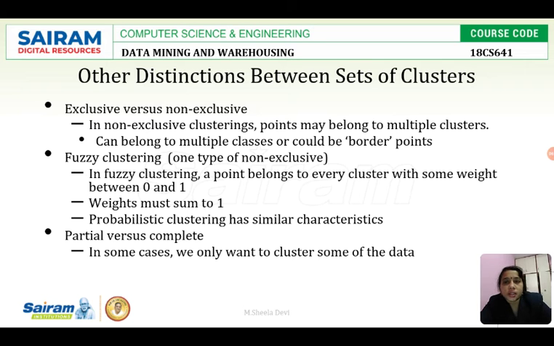Now next one is fuzzy clustering. In fuzzy clustering, a point belongs to every cluster with some weight between 0 and 1. So every point will have a weight which ranges from 0 to 1 in case of fuzzy clustering. Then partial versus complete. We only want to cluster some of the data. If we want to cluster only half of the data, then it is called partial. If you want to cluster the entire data in the database, then it is called complete clustering.